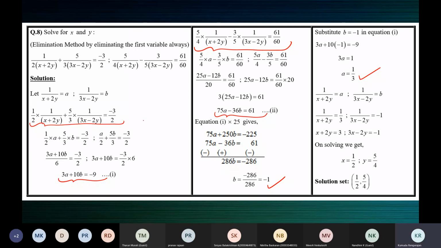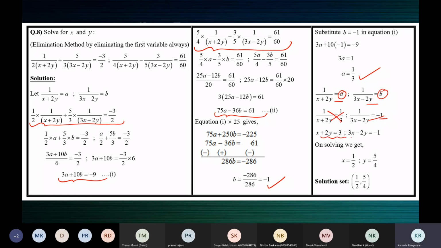But who are a and b? a is 1 by x plus 2y and b is 1 by 3x minus 2y. So 1 by x plus 2y is equal to the value of a, which is 1 by 3. And the value of b is minus 1. So on cross multiplying this, you'll get an equation in x and y.